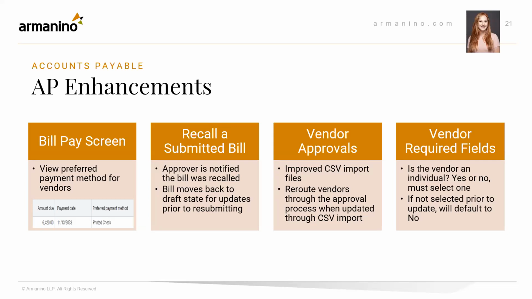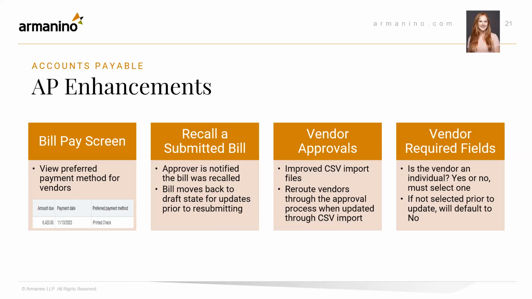And next is recalling a submitted bill. Previously, if you had submitted a bill and then maybe you needed to change the department or anything about that bill needed to change, but it was submitted, you would have had to wait for the approver to deny the bill to send it back to you to edit. With this release, you're able to recall the bill, and the approver will be notified that the bill was recalled so that they're not searching for the bill to approve. It will move it back to a draft state for you to update and then resubmit back to the approver.